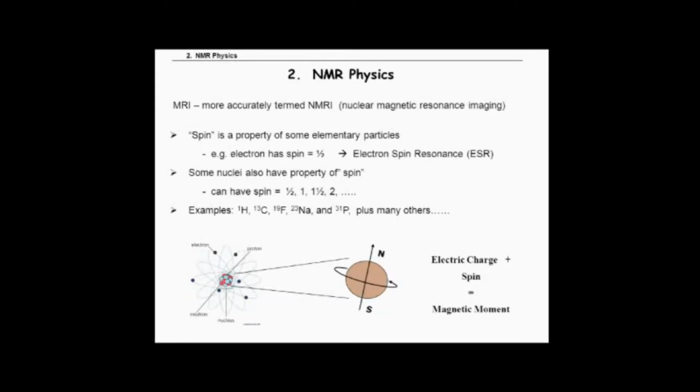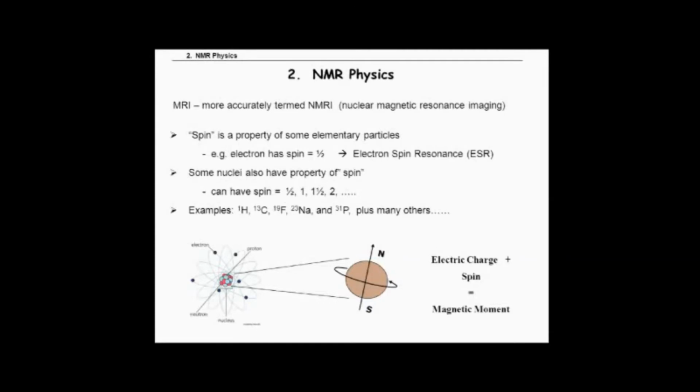So, for example, the electron has a spin. It's got a value of spin of 1/2, and this gives rise to the technique of electron spin resonance, which, again, people are trying to develop into an imaging technology as well. And it turns out some nuclei also have a property of spin. It can have a value of 1/2, 1, 3/2, etc. And examples are hydrogen, carbon, fluorine, sodium, etc. So many elements within the periodic table have this property of nuclear magnetic spin.